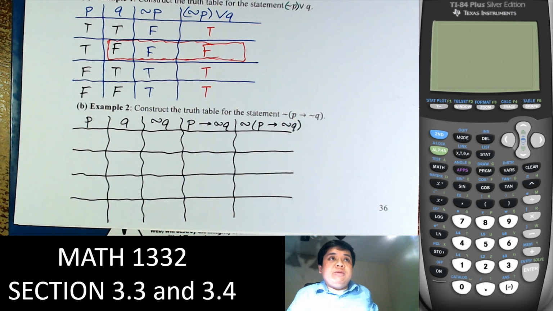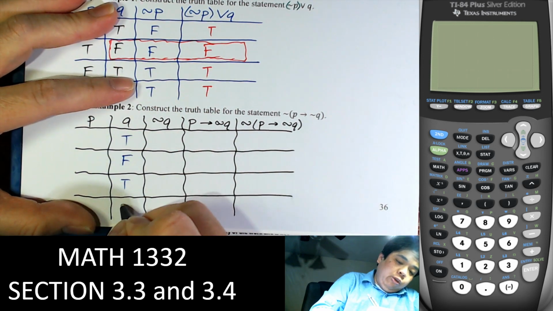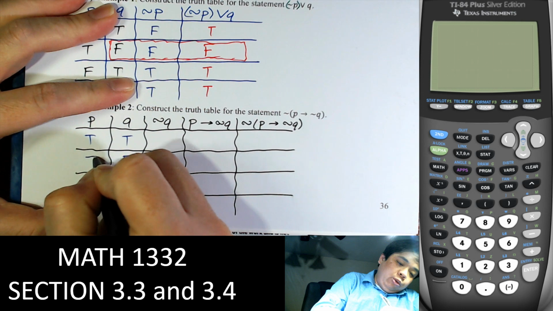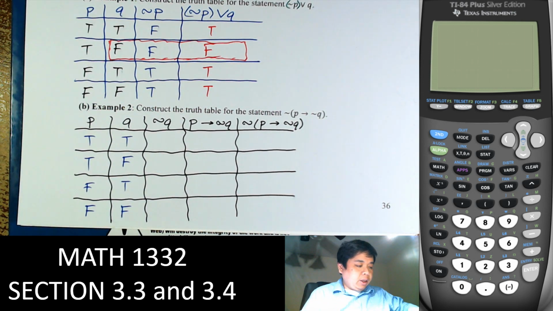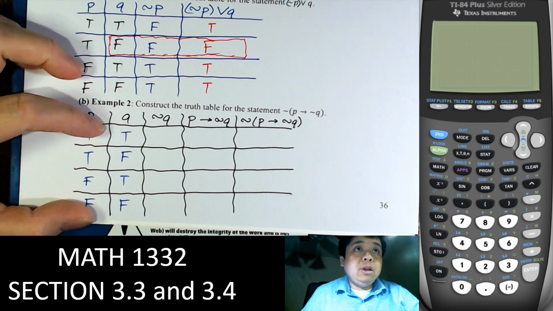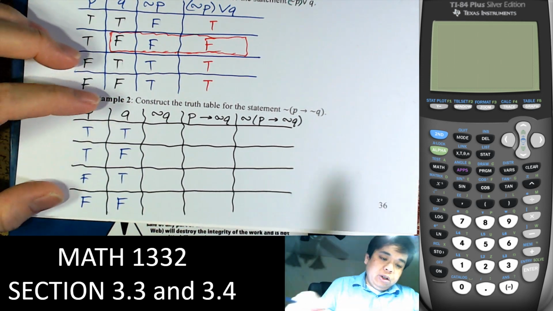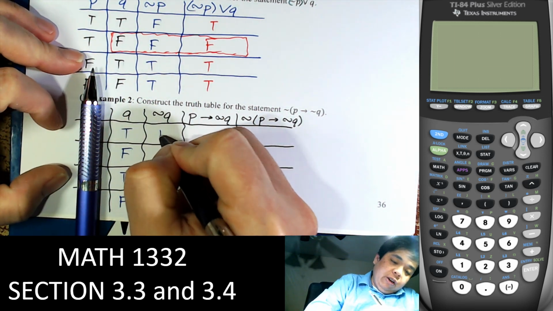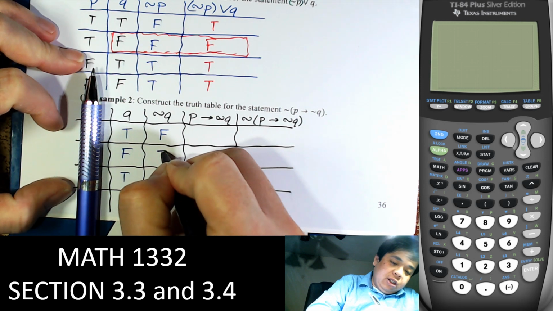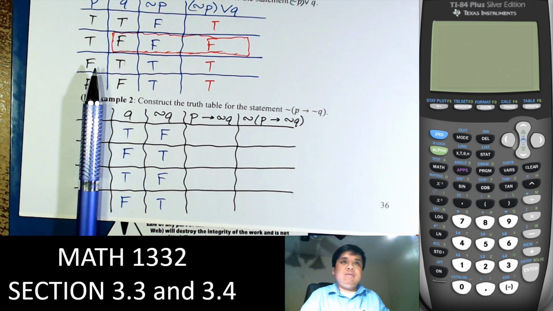Right, let's just fill the table. True, false, true, false, true, true, false, false. Now, the first one is not Q. So whatever we have for Q, it's just going to turn to opposite truth values. True is going to be false, false is going to be true. So that's what we have.